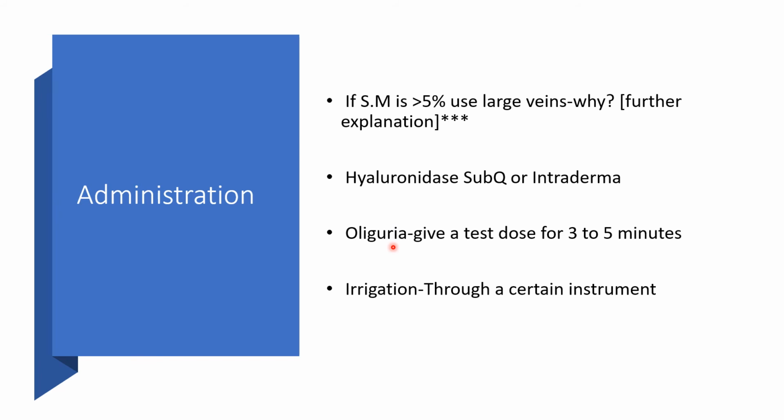When there is oliguria, you have to give a test dose over 3 to 5 minutes. Remember, we said that earlier, that in the face of oliguria, don't give the full dose. No. Give a test dose over 3 to 5 minutes. In anuria, we are not going to give it at all. If you are not sure of the renal status, give a test dose. If you are querying renal failure already, give a test dose. But don't give the full dose. Irrigation could be given through certain instruments, that is, urological instruments. Okay.